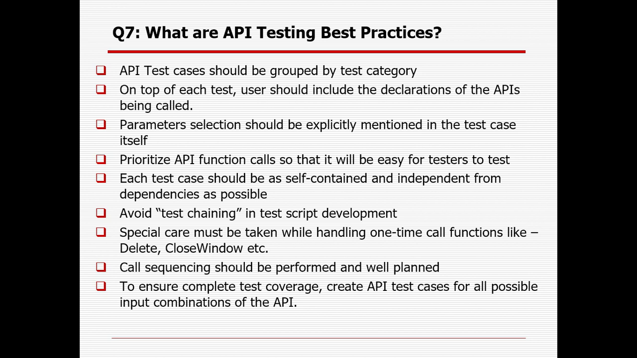Each test case should be self-contained and as independent from dependencies as possible. Avoid test chaining in the step-skip development. Special care must be taken while handling one-time call functions like delete, close window, etc. Call sequence should be performed and well planned. To ensure complete test coverage, create API test cases for all possible input combinations of the API.